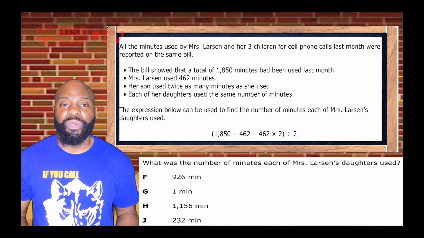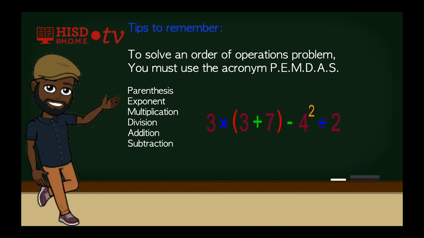Okay guys, here's a couple of tips to remember. In order to solve an order of operations problem, you must use the acronym PEMDAS. That's P-E-M-D-A-S. The P stands for parentheses. The E stands for exponent, the M for multiplication, the D, division, A, addition, and the S, subtraction. Now, remember, multiplication and division are grouped together. So if you see division first, you divide. Or if you see multiplying first, you multiply. And addition and subtraction are grouped together. So if you see subtraction first, you subtract. And with addition, you add.